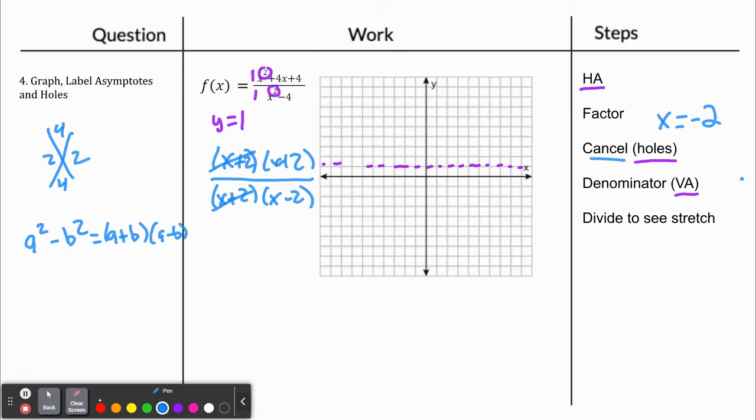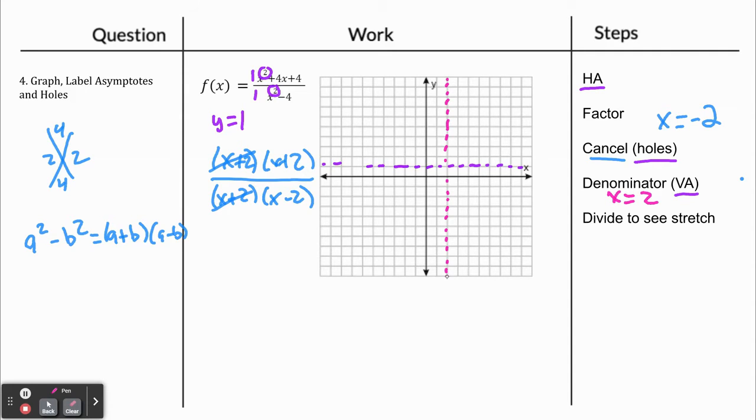Second, for the vertical asymptote, I see that x minus 2 is what's left over that still makes the denominator 0, at x equals 2. So my vertical asymptote is at x equals 2, so I'm going to draw that right here, and we'll deal with the hole once we start graphing our equation. So next up, I'm left with f of x equals x plus 2 over x minus 2.